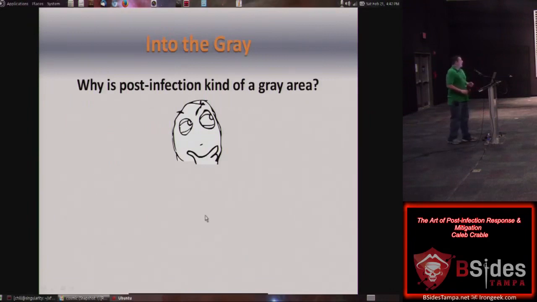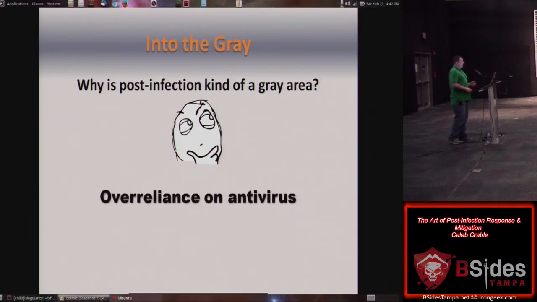So why is post-infection a gray area? Well, for one, over-reliance on antivirus. Everyone says, oh, antivirus is dead. It's not. It's still kicking. People are still making money off of it. A lot of people like to talk about a world without antivirus, and as great as that sounds, it's not realistic. Antivirus is not dead. It's just kind of not the main thing anymore.